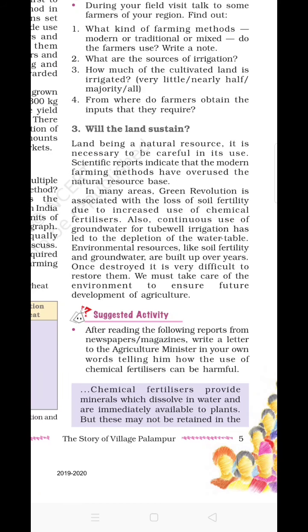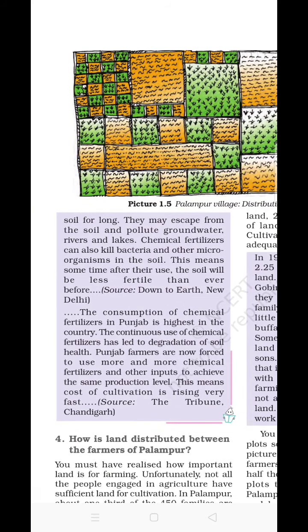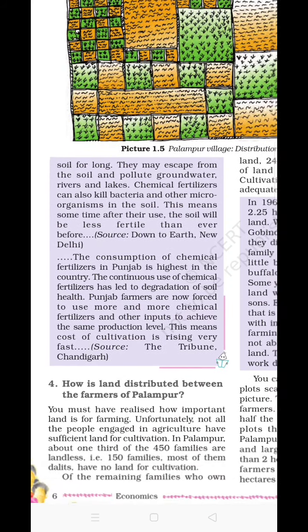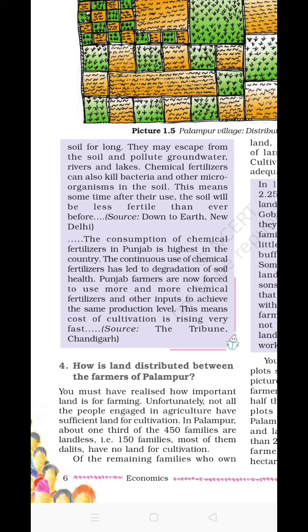Let's see how chemical fertilizer harms the soil. Chemical fertilizers provide minerals which dissolve in water and are immediately available to the plants, but these may not be retained in the soil for long. They may escape from the soil and pollute the underground water, rivers and lakes. Chemical fertilizer can also kill bacteria and other microorganisms in the soil. This means that sometimes after they are used, the soil will lose its fertility more than ever before. This is how chemical fertilizer affects the soil so badly. So if we use such techniques, we will suffer for it in the future.